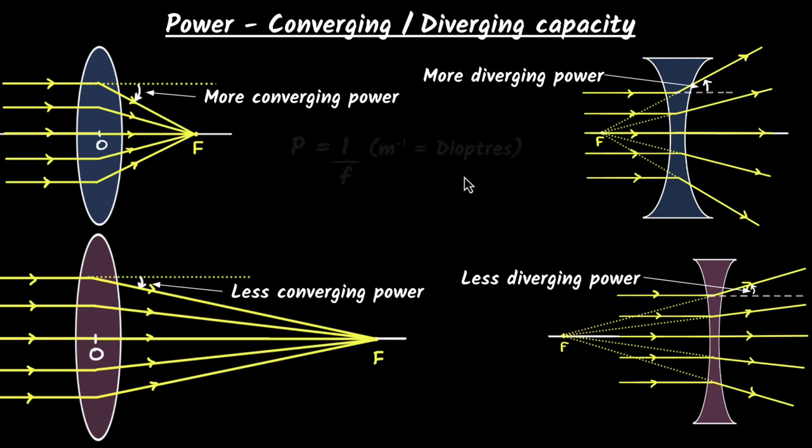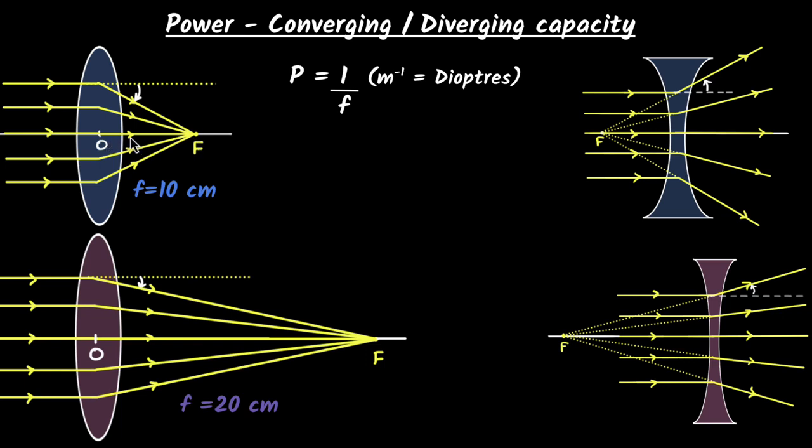And therefore mathematically, we define power as the reciprocal of the focal length. That's how mathematically we define it. And what will be the unit of it? Well, since focal length has a unit of meter, 1 over focal length becomes meter inverse. And meter inverse, in optics, for power, we call it diopters. So that's the standard unit for power. So let's take an example.